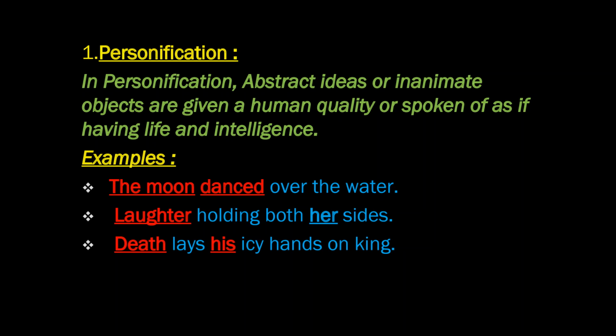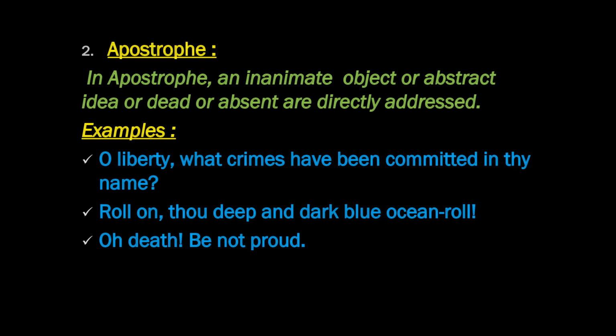Now students, let us move on to apostrophe. In apostrophe, an inanimate object or abstract idea or dead or absent person are directly addressed. Just as in personification, even in apostrophe, a human quality is given. But here, the difference is that in apostrophe, the object is directly addressed.